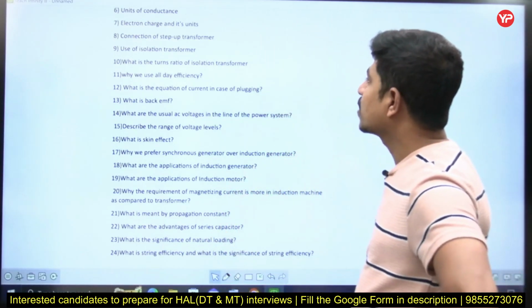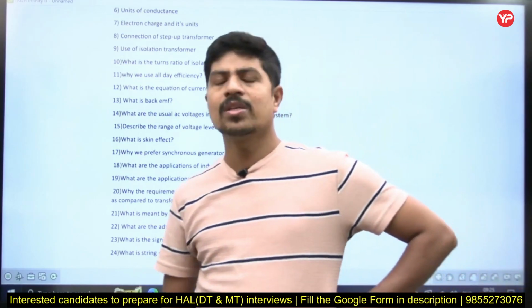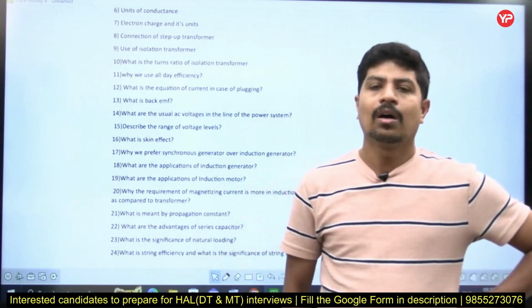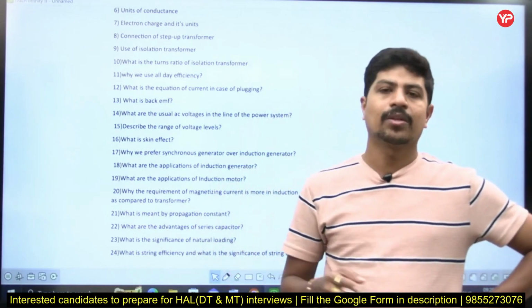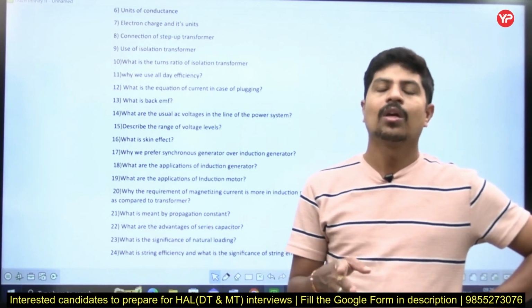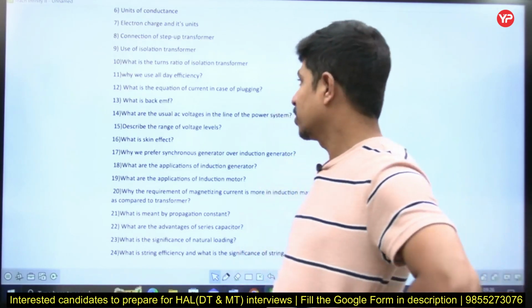The next question is, what is the turns ratio of an isolation transformer? It is 1:1. An isolation transformer is meant for maintaining isolation between the power circuit and the other circuit. We have two circuits, so it maintains the electrical isolation between both the circuits, right?